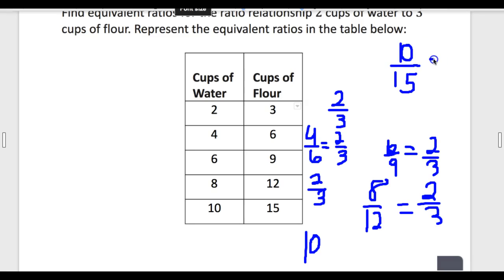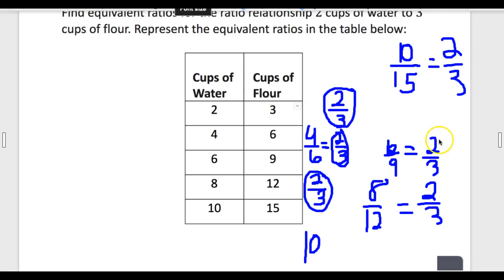10 divided by 5 equals 2. And 15 divided by 5 equals 3. So it looks like the value for all of these is 2/3 in its simplest form. Huh, look at that. It's all 2/3.